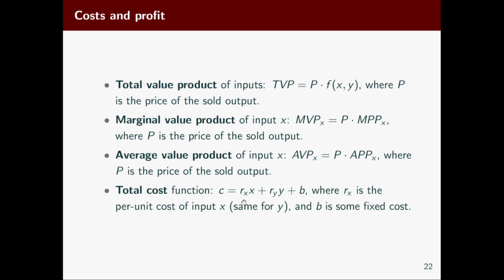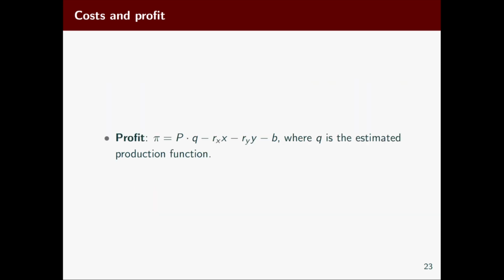So this is going to be the total cost that we incur by purchasing X and Y inputs to produce our good. Okay, and then profit is just putting all those things together. So we're going to have this market price times Q, which is what we're producing. So this first portion here is going to be our total revenue, and then minus total costs. So minus the cost of using X input, minus the cost of using Y input, and then minus the fixed cost. We represent this entire profit function by this pi.